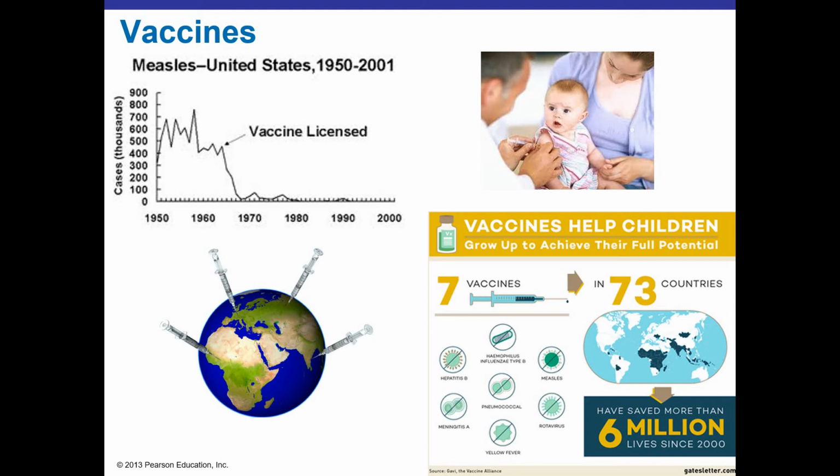So that's why it's great that we have things like the Bill and Melinda Gates Foundation that are really proponents of vaccination. They have put out there that 7 vaccines in 73 countries have saved more than 6 million lives since 2000. So things like vaccinations for meningitis and our Hib vaccine, things like measles, and a variety of things for rotaviruses, the pneumococcal strains, and yellow fever. These are all very important vaccines that are going to be protective against potentially deadly diseases in children.